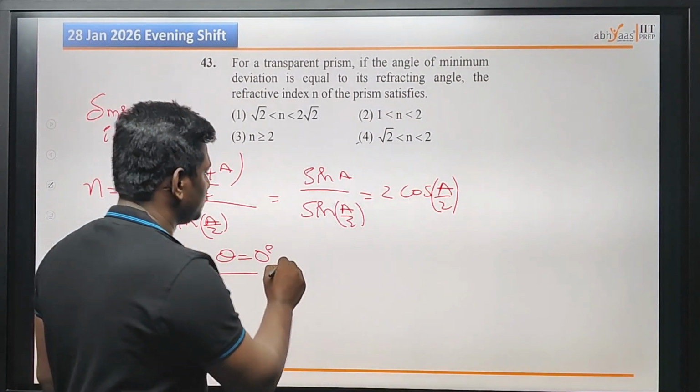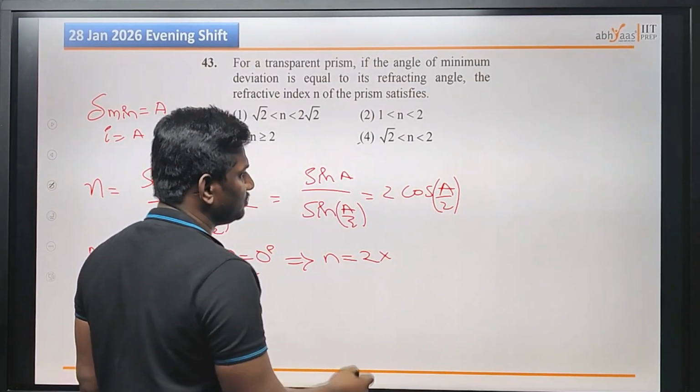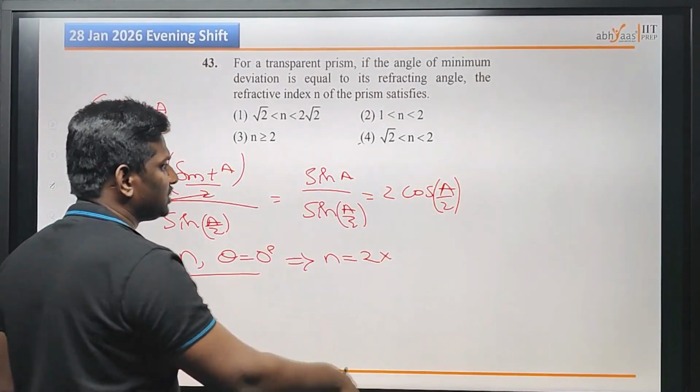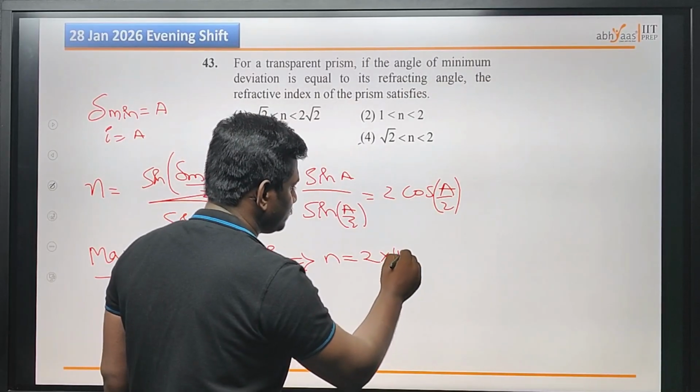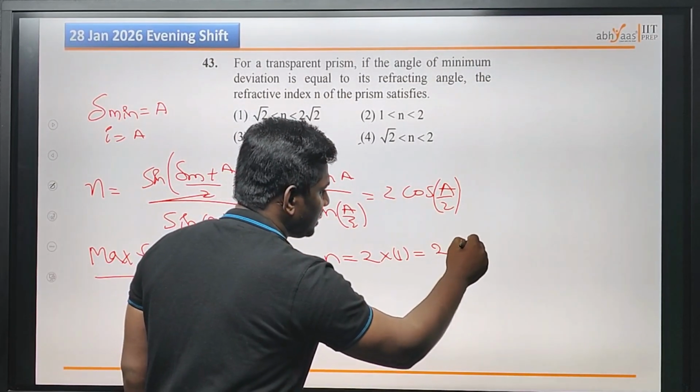So what is n? N can be written as 2 into cos 0, which is 1. That is nothing but 2. So n must be less than 2.